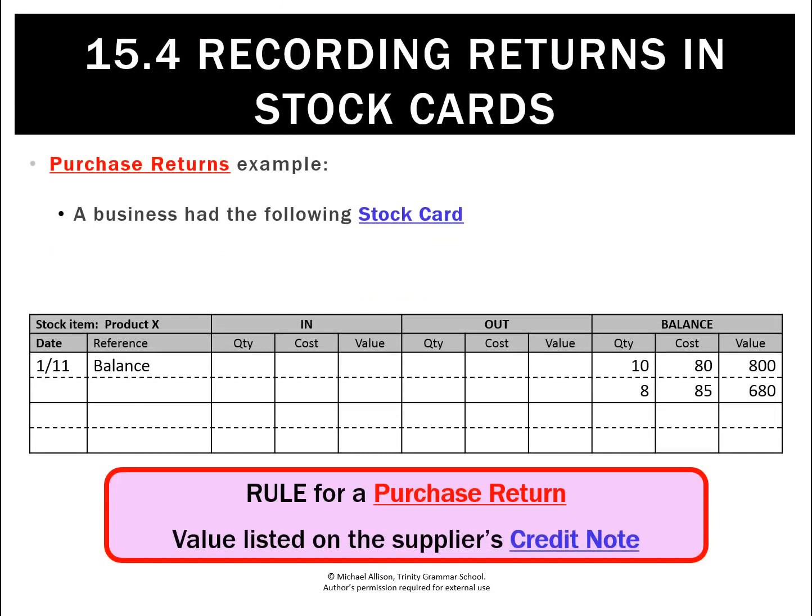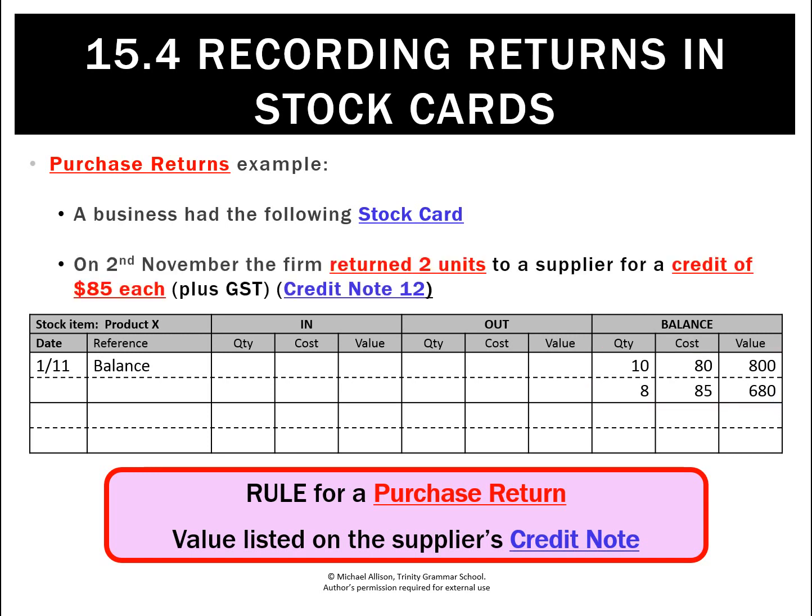So let's have a look at the stock card here. You can see on the most recent date, we've got 10 at $80 and 8 at $85. Let's assume now that we're going to return 2 units to the supplier. The question becomes, which ones do I use? Was it 2 of the $80 ones or 2 of the $85 ones? Well, for a purchase return, I don't need to decide because the supplier's credit note will tell me. We can see here in the question, the supplier has said they'll give us a credit of $85 each.